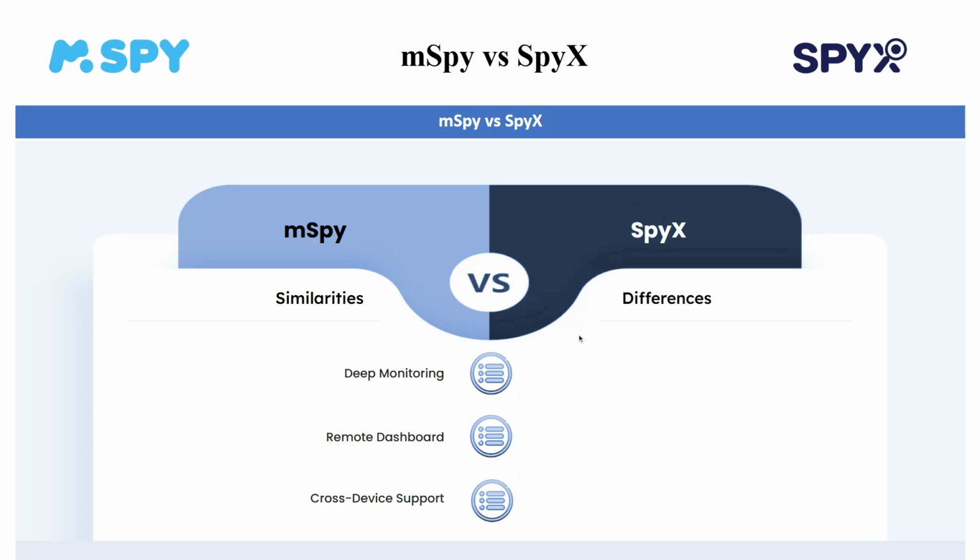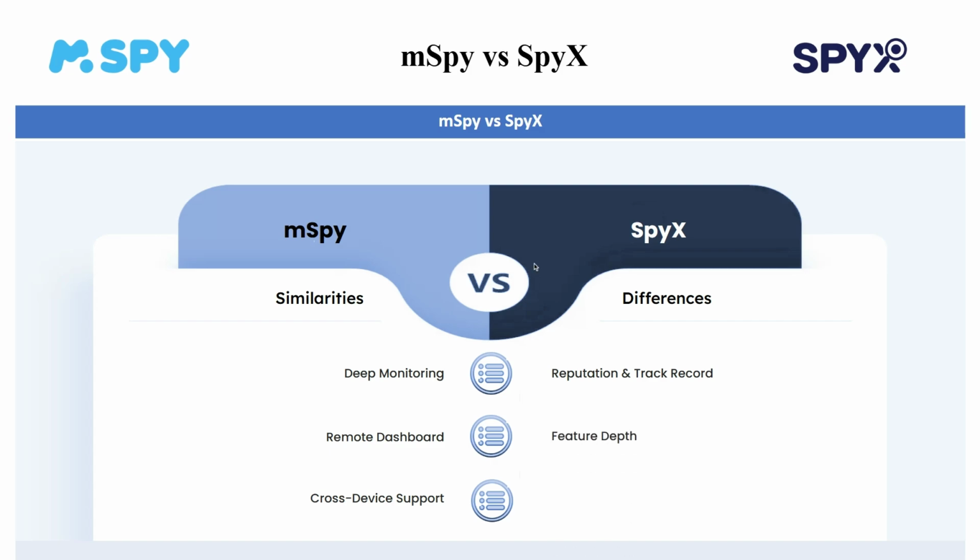Now let's move on to the differences, and the first one that we have is reputation and track record. mSpy has been around much longer and is one of the more established names in the monitoring space. It has a larger user base and more public reviews. SpyX, on the other hand, is newer and less established, which may affect long-term reliability and support consistency, but if you value experience and brand recognition, mSpy feels more proven.